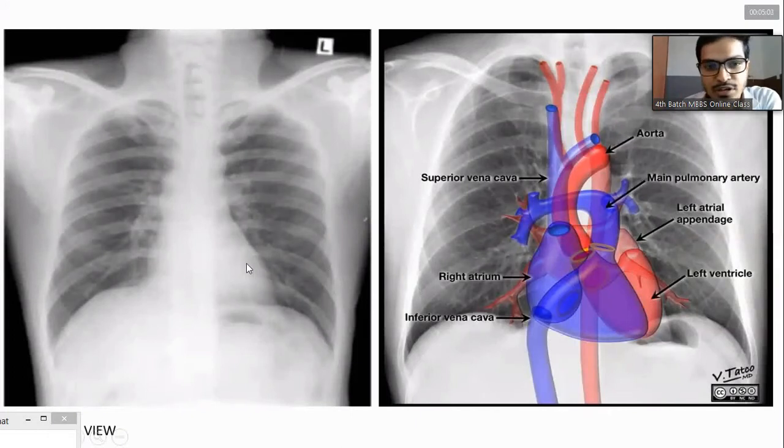Let's compare this X-ray with the pictorial view. This is the right atrium, and this is the right ventricle. This is the left ventricle, and this is the left atrium with the appendage. Now look for the great vessels and the aorta, which arises from the left ventricle, and this is the shadow of the aortic knuckle. We can see here how it emerges from the left side of the heart.